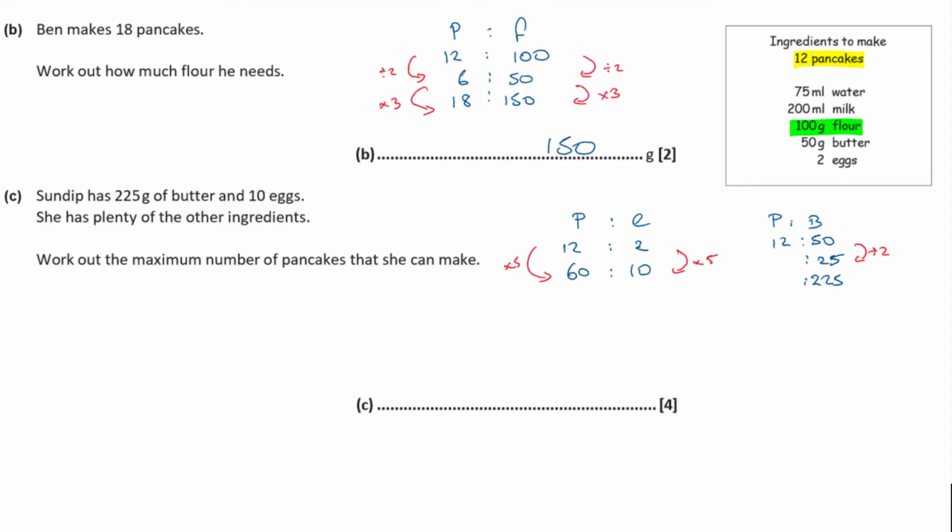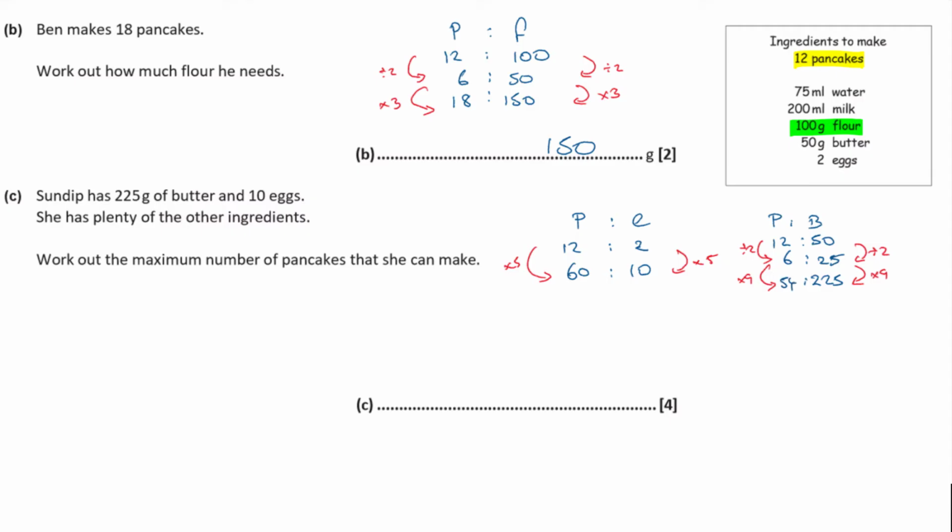So dividing 50 by 2 will tell me how many pancakes I can make with 25 grams of butter. That's 6, isn't it? I can make 6 pancakes if I divide 12 by 2. And then taking 25 and scaling it up, how many 25s go into 225? Well, it's going to be 9 times, isn't it? So I times that by 9, which gives me 225. Doing times 9 on the other side, 6 times 9, that's 54.